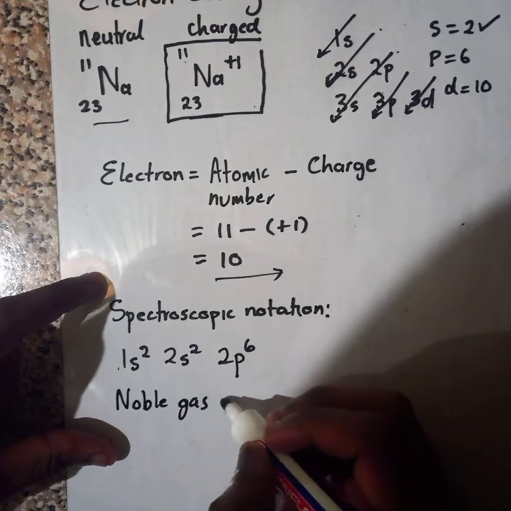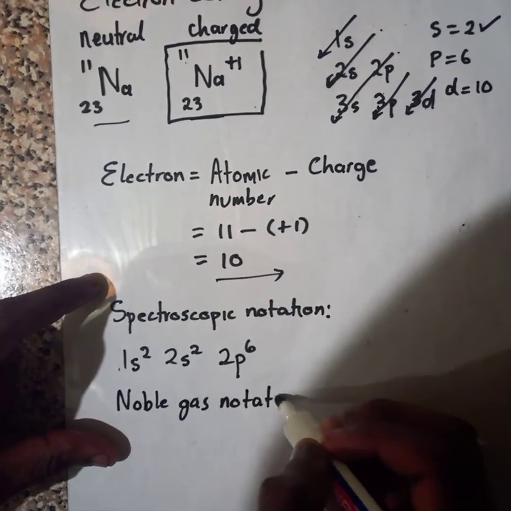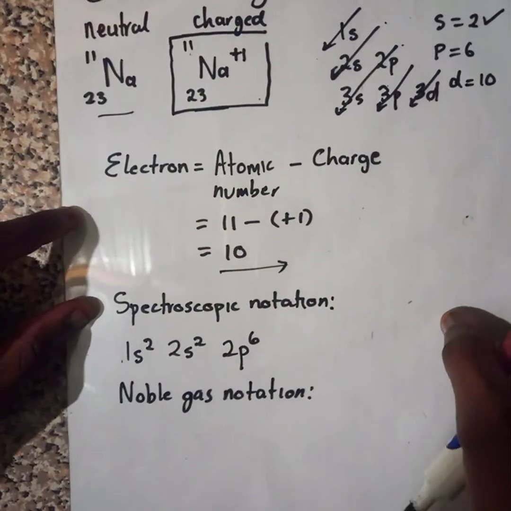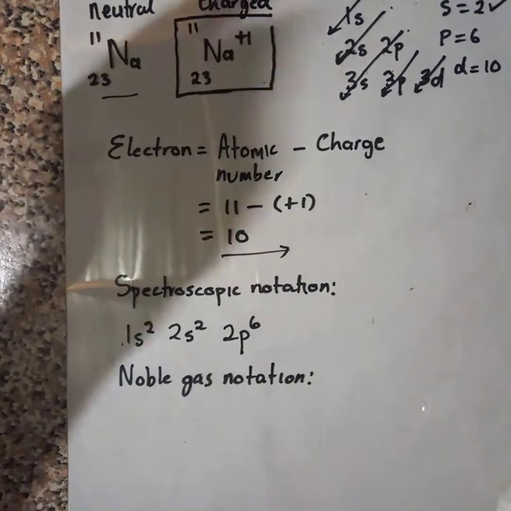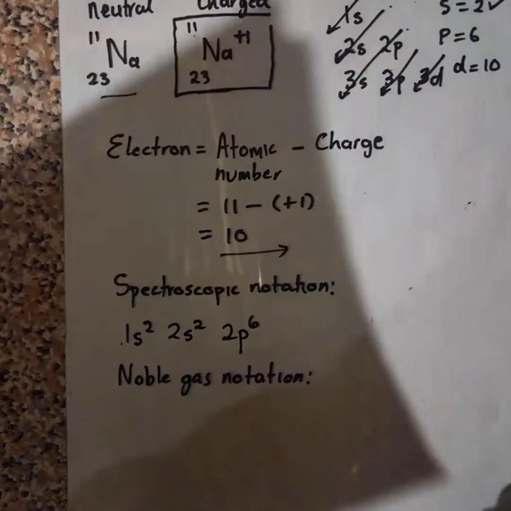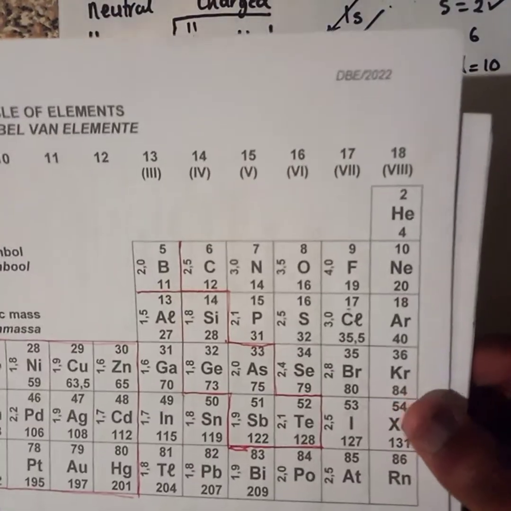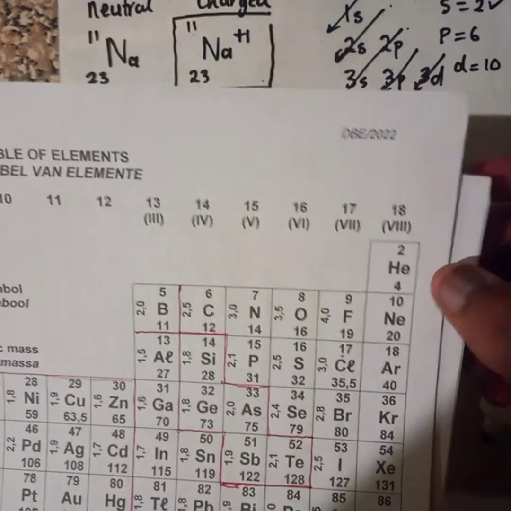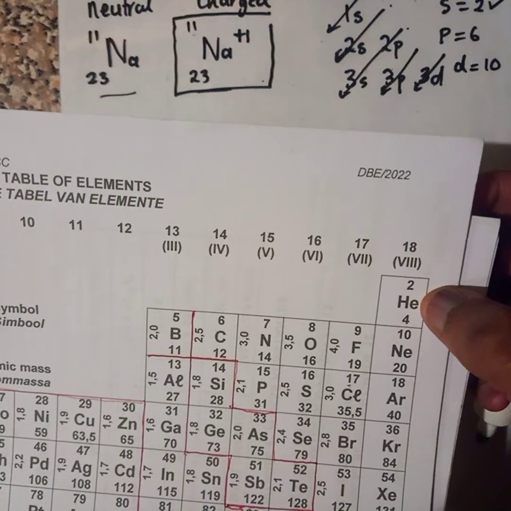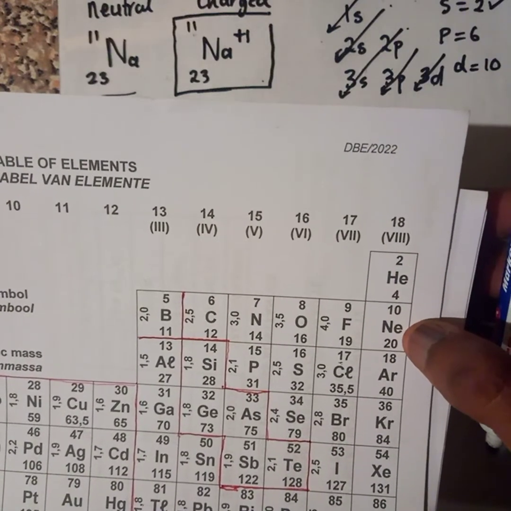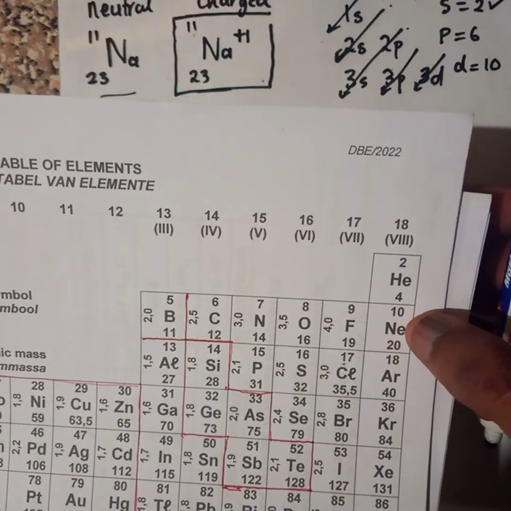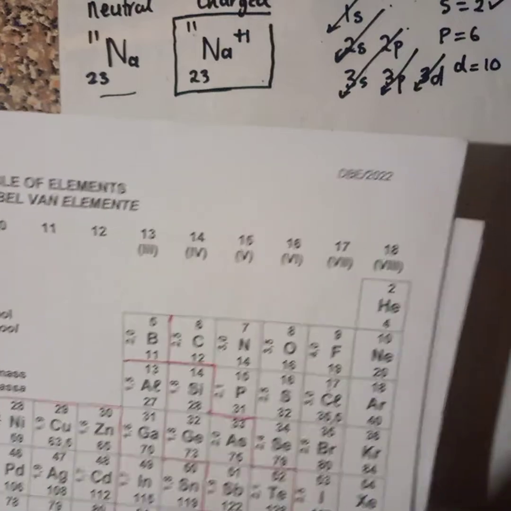Then let us use a noble gas notation. See, how are we going to answer this question? You go to your periodic table. When we go to our periodic table, we can see that we have He, which is 2 electrons, and Ne, which is our neon in this case. It has 10 electrons.